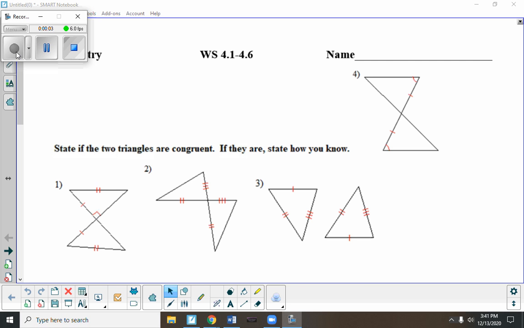Hi, this is worksheet 4.1 through 4.6, and this was your assignment on Friday, and I wanted to go through it with you. Now, I know that most of you have done this, which is great, but I want you to take it out, and we're going to go through it because I want to make sure that you really understand it, because this is going to be the major part of your next test, which will be before Christmas break.